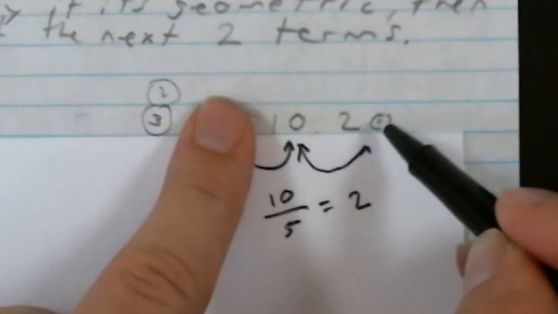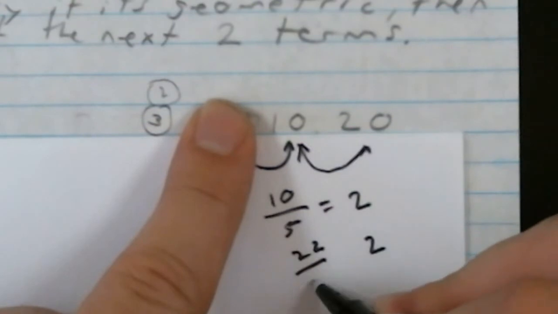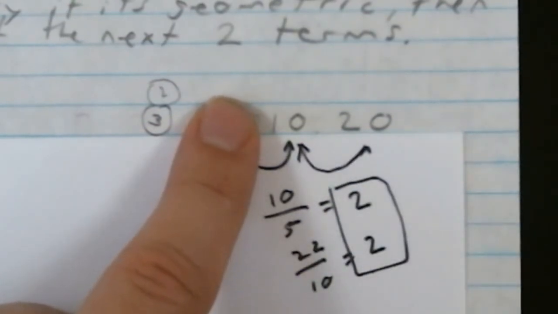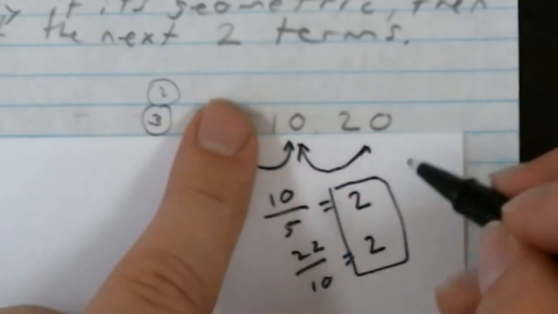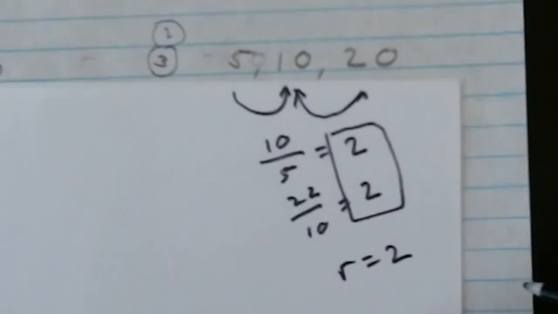Well, why can't I do the same thing with this 2? What is 20 divided by 10? Which is 2. So 20 divided by 10. So it looks like 2 is going to be my answer. That's going to be my growth factor. You can think of it as like a growth factor. 2 is going to be my growth factor.